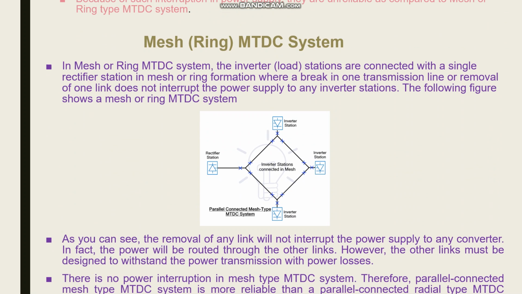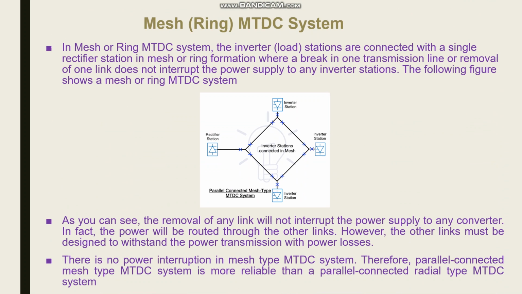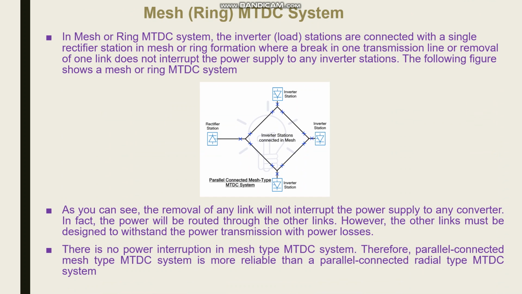But here in a radial MTDC, if any one link is removed, it will cause an interruption. But in a ring type, if there is any interruption, the power supply will not be interrupted. In fact, the power will be routed through the other links. However, the other links must be designed to withstand the power transmission with power losses. There is no more power interruption in a mesh type multiple terminal DC system. Therefore, a parallel connected mesh type multiple terminal DC system is more reliable than a parallel connected radial type MTDC system.